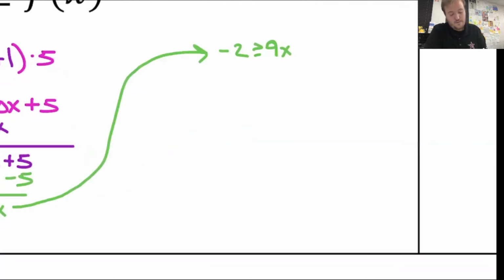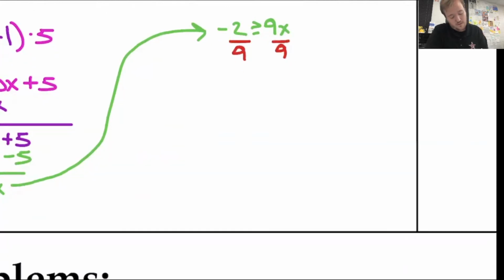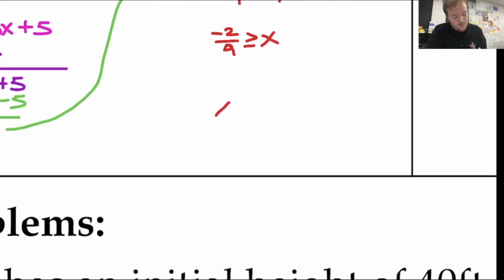All right, so now I'm going to divide by 9. So I have negative 2 over 9 greater than or equal to x. Now here's the thing. We have the variable on the right side, so remember the rule of LOL, letter on the left. So I'm going to flip it. So x less than or equal to -2/9.